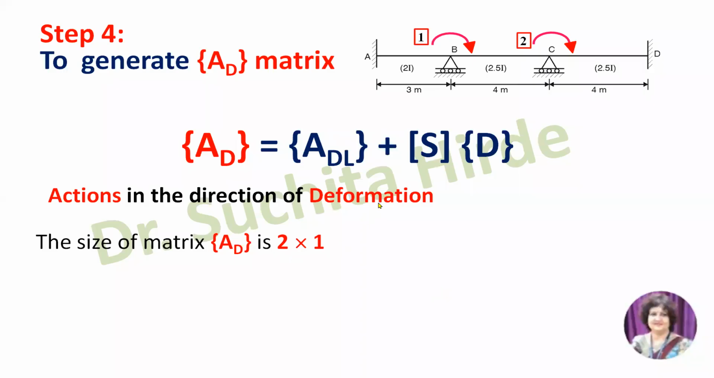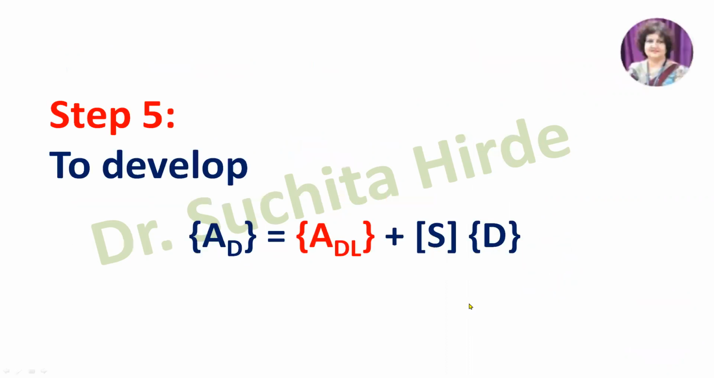This AD matrix is nothing but the external moments acting at B and C, which will appear in the AD matrix. If there are no external moments acting at the joint, then normally this AD matrix is 0 0. If suppose there is a moment here, that will appear here. If there is a moment here, that will appear here. Otherwise this will be a 0 0 matrix. Then the next step is to develop the ADL matrix.